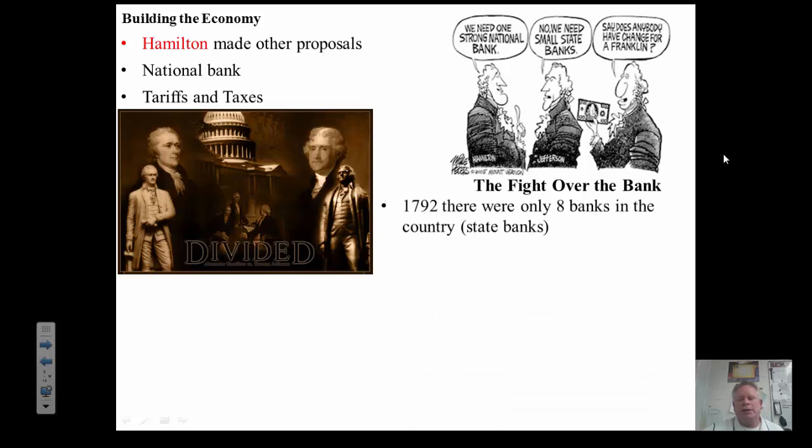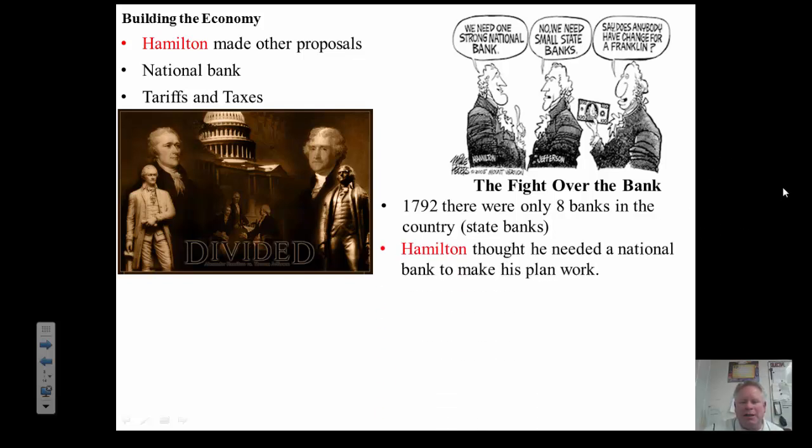So in 1792, there were only 8 banks in the country, and they were all state banks. Hamilton thought he needed a national bank to make his plan work. If he was going to be collecting taxes, what were they going to do with the money? He didn't want to put it in a state bank. He wanted his own bank. So he thought he needed a bank to be able to pay off the southern states and collect all the money that he was going to be collecting.